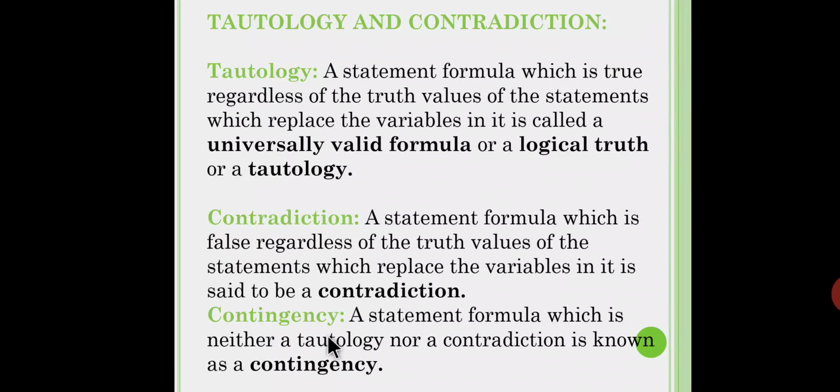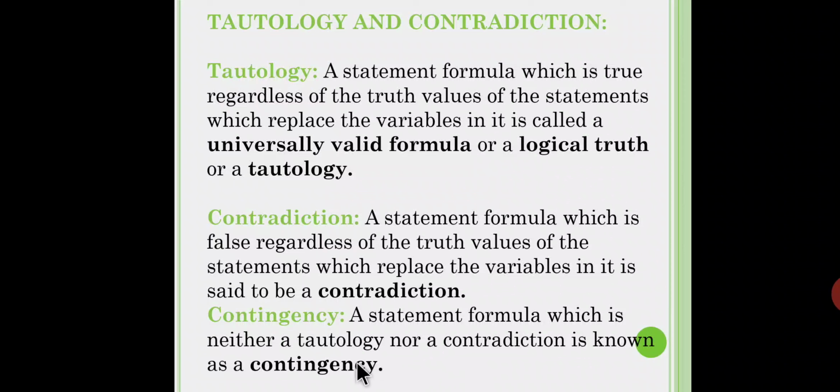Next one, contingency. A statement formula which is neither a tautology nor a contradiction is known as a contingency. Means some truth values of the compound statement are true and some truth values of the compound statement are false. That is called contingency.